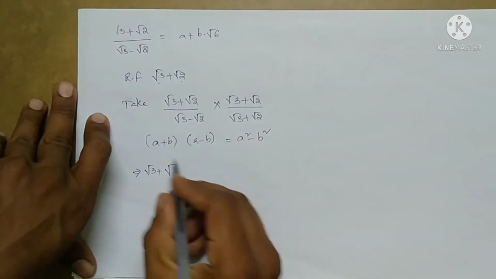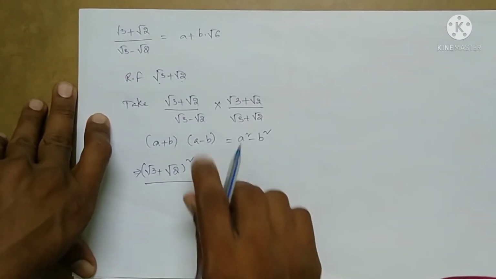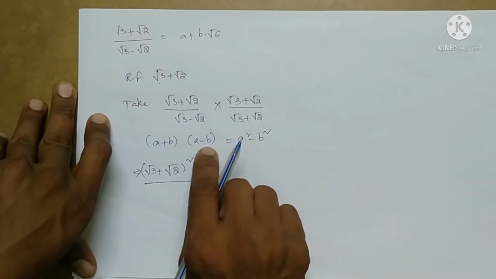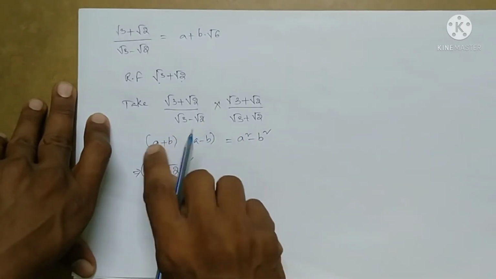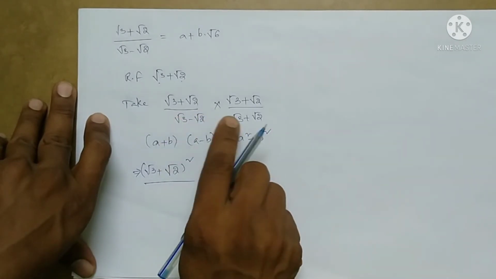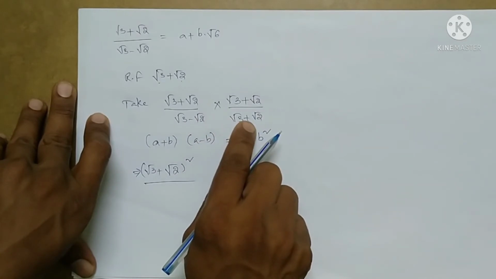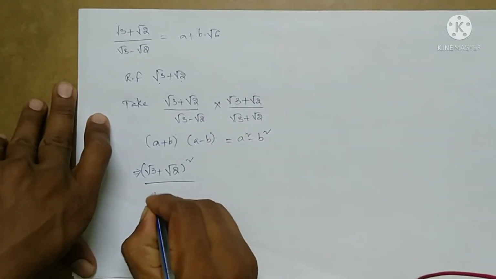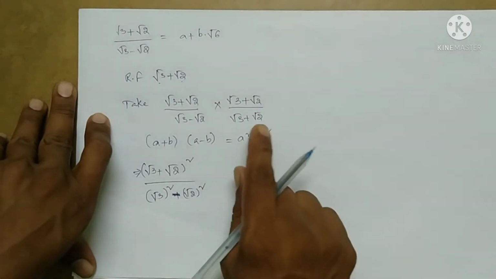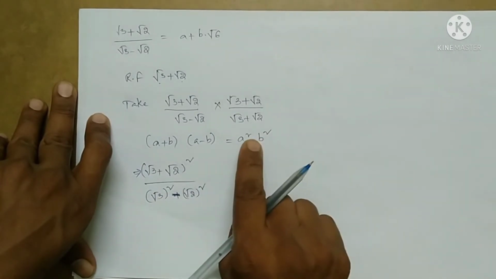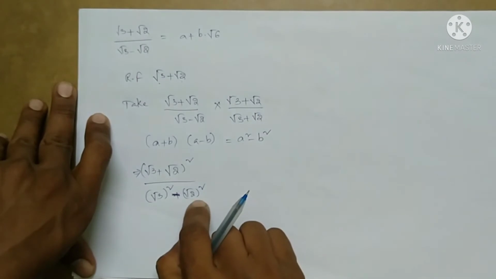Root 3 plus root 2 whole square, by the denominator of the form a plus b into a minus b. So a square minus b square. Here a is equal to root 3, right? Here b is equal to root 2, right? So a square means root 3 whole square minus b square means root 2 whole square.